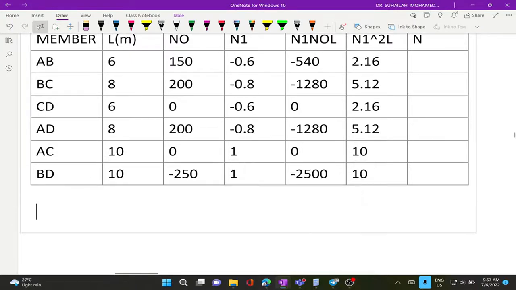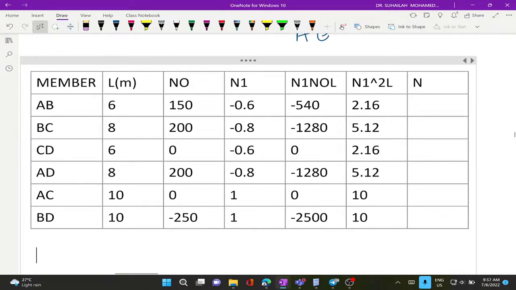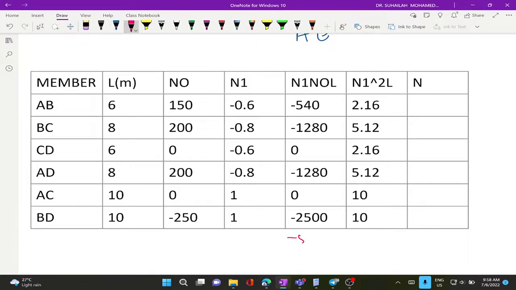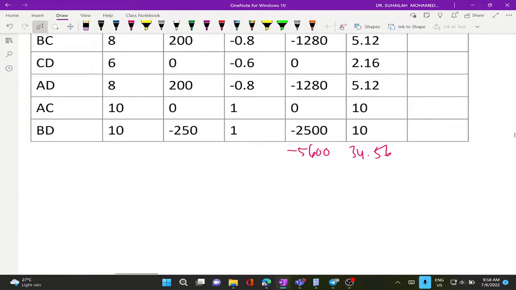Now we have to find the total. The total N1 N naught L is negative 540 minus 1280 minus 1280 minus 2500, which equals negative 5600. And for N1 squared L, we get 2.16 plus 5.12 plus 2.16 plus 5.12 plus 10, so we get 34.56.